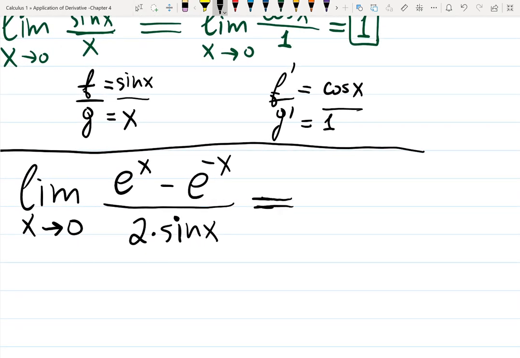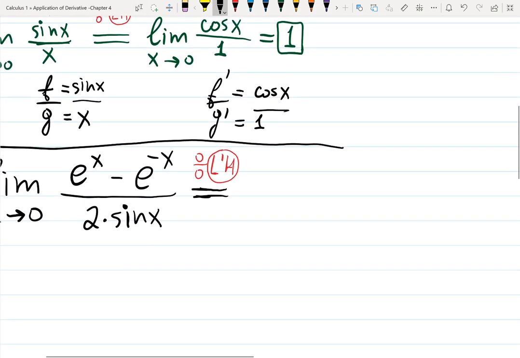When I'm plugging in 0, I will have e to the 0, which is 1, minus e to the minus 0, which is still 1. That's 0. At the bottom, sine of 0 is 0. 0 times 2 is 0. So as you can see, we are working with 0 over 0 case again. And in this case, we can apply L'Hopital's rule. I will stick to the notation when I'm going to put L/H in a little circle. It just looks very nice. Some people just put LH, so you decide.